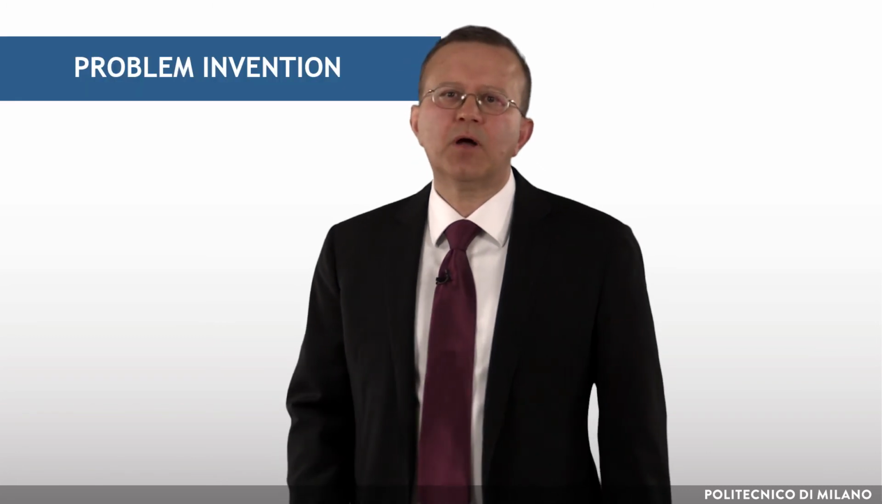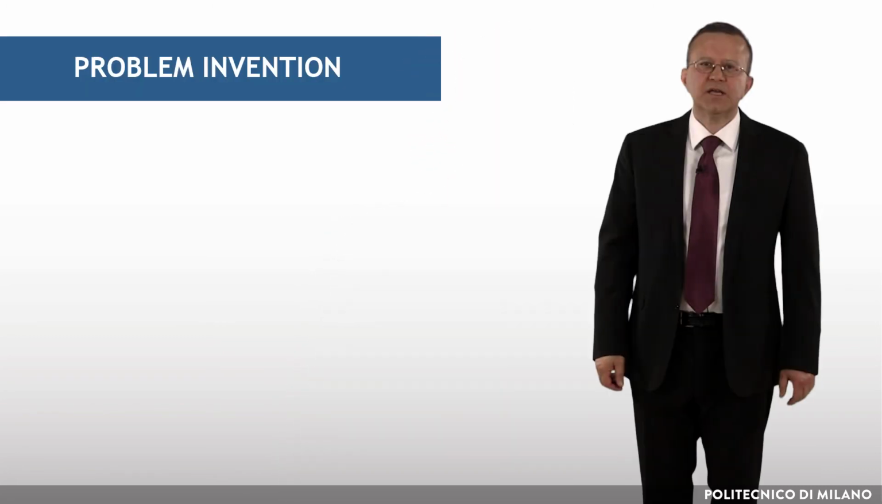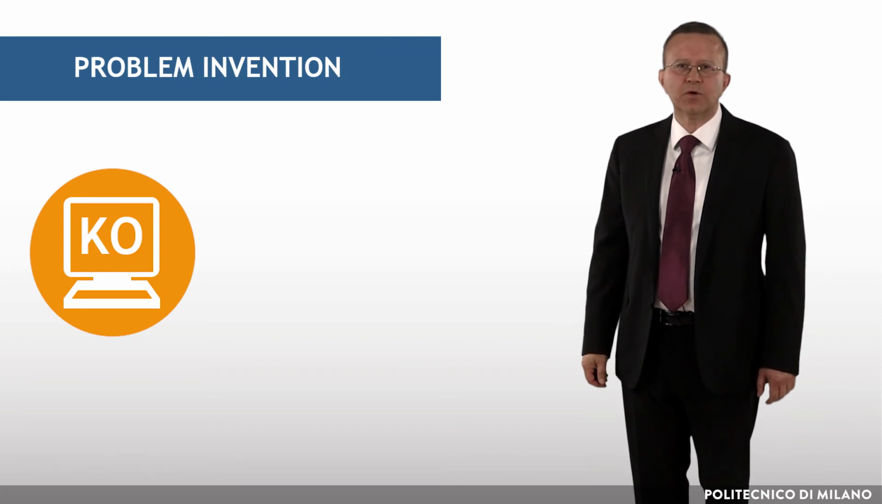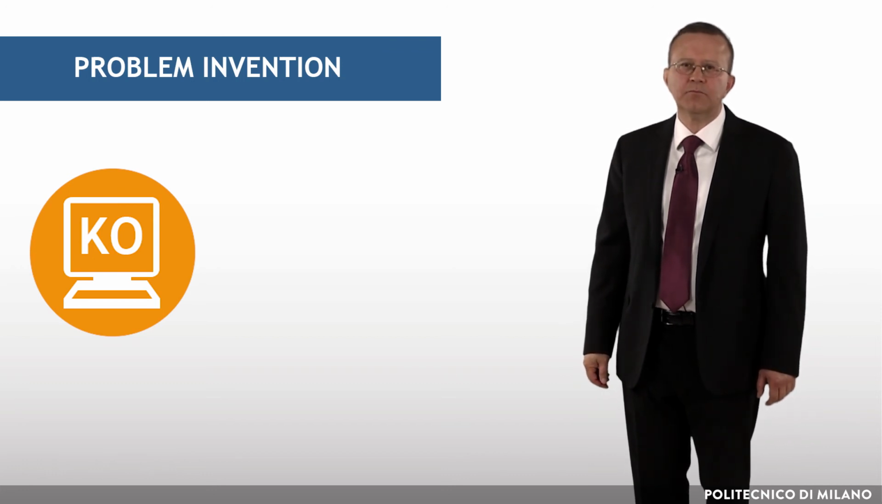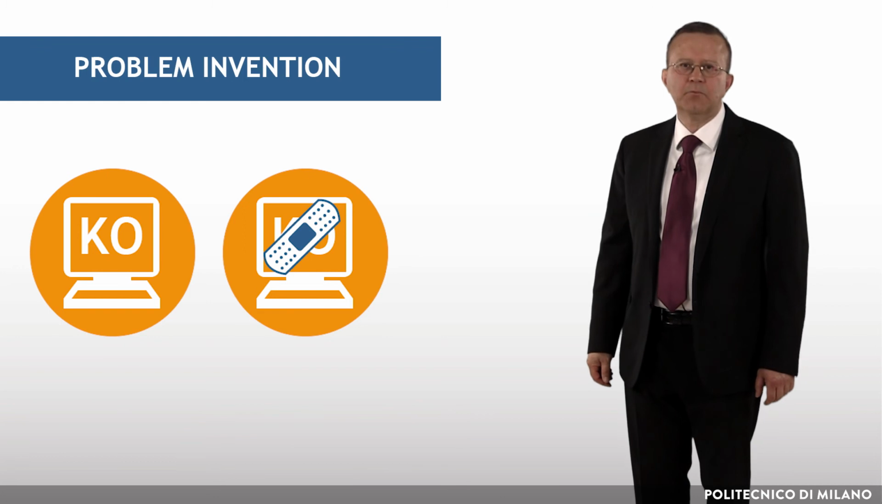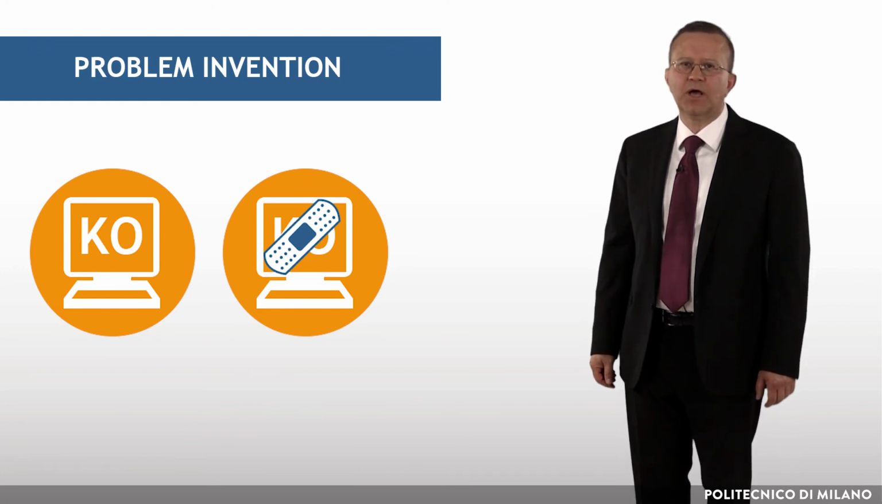Sometimes the solution to a problem is considered inventive even if trivial and obvious once the problem has been identified. This is the case of a problem invention. An example is when a device does not work. Identifying the problem may not be simple at all, but the solution may be very simple after the problem has been identified.